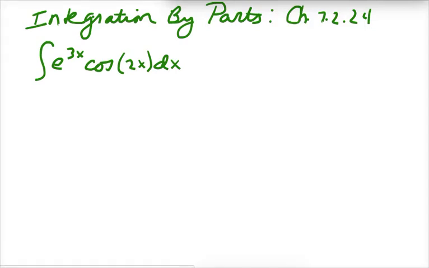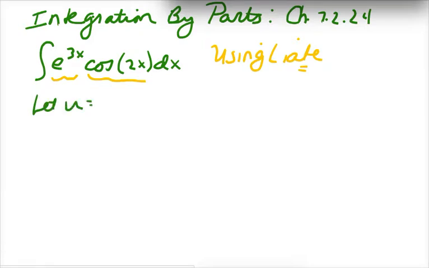Okay, this is another variety of problem that we're going to apply integration by parts to. And we do have a product here: the product of e to the 3x with cosine of 2x. So using our LIATE rule, trig comes before exponential, so we're going to let u equal the cosine of 2x. So dv is everything left over, which is simply e to the 3x dx.